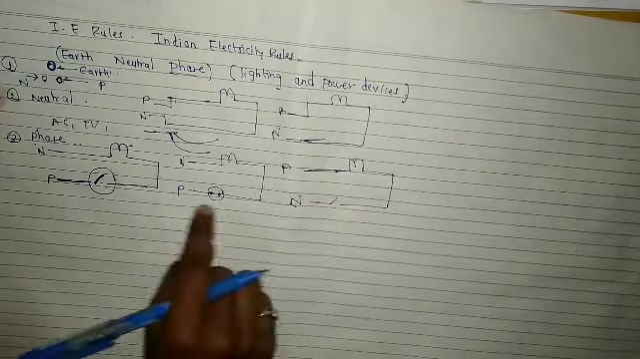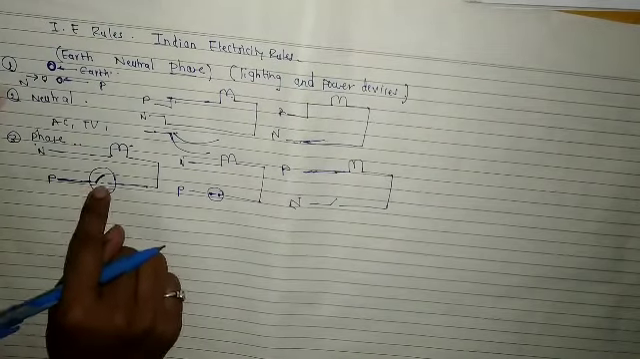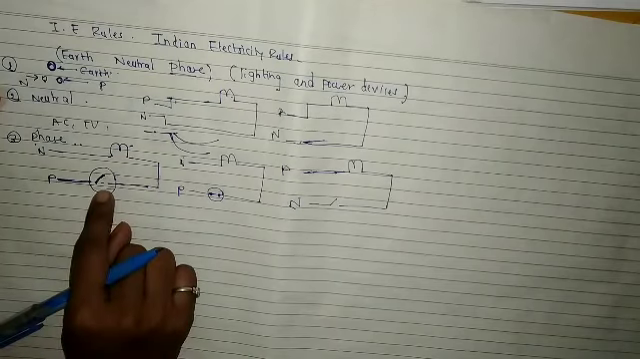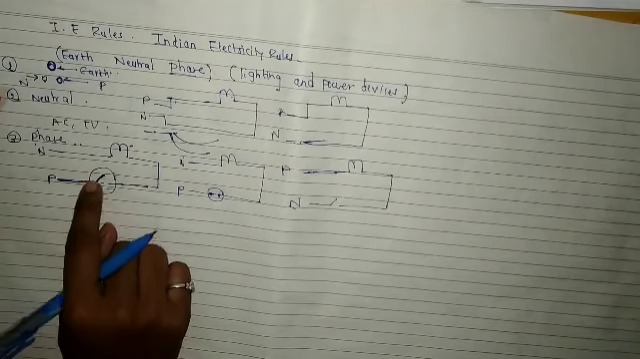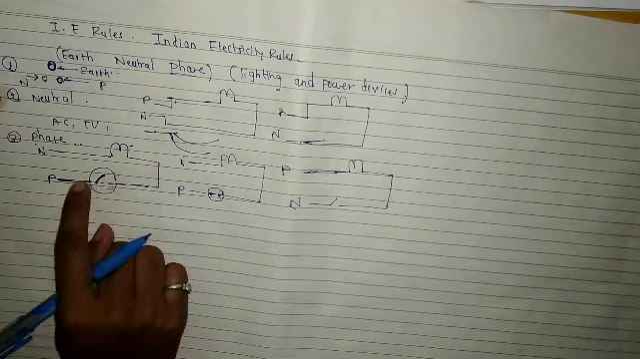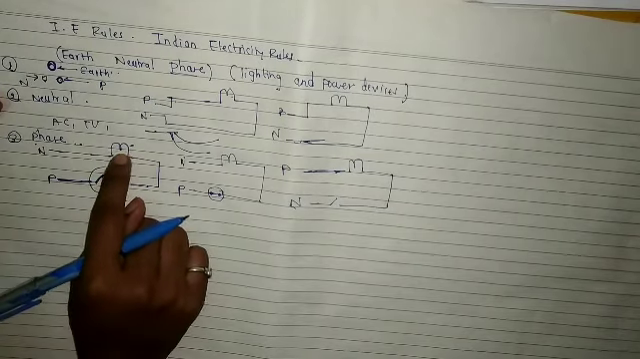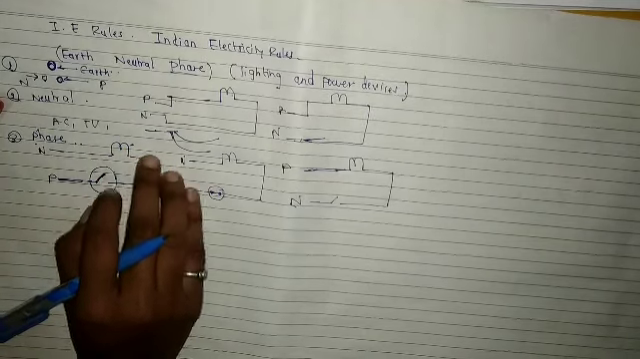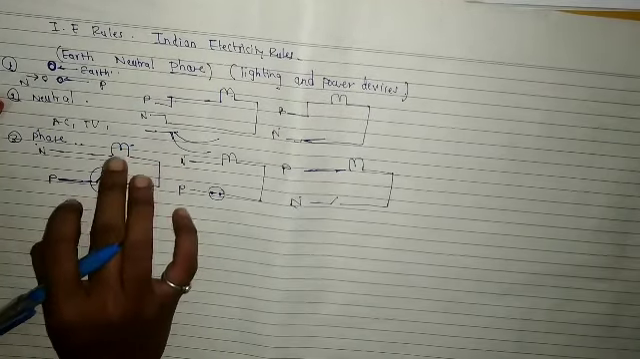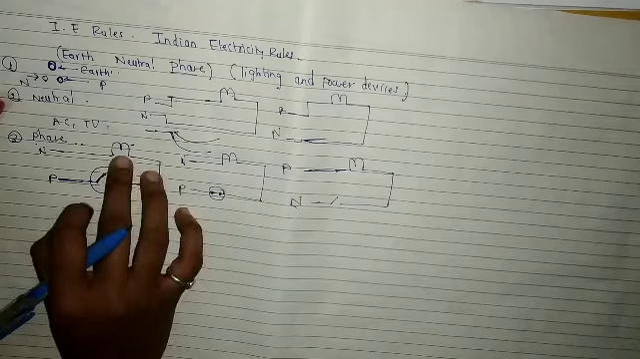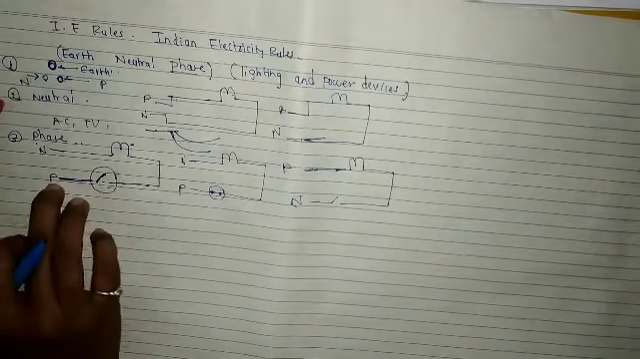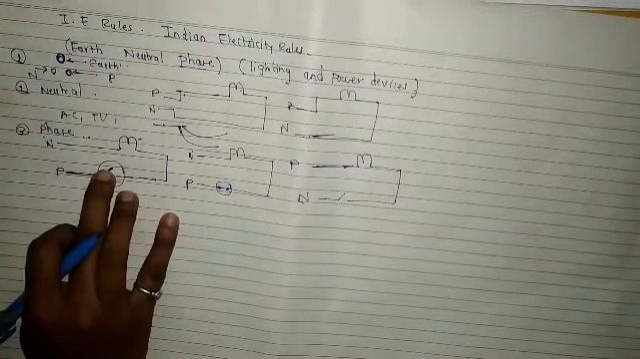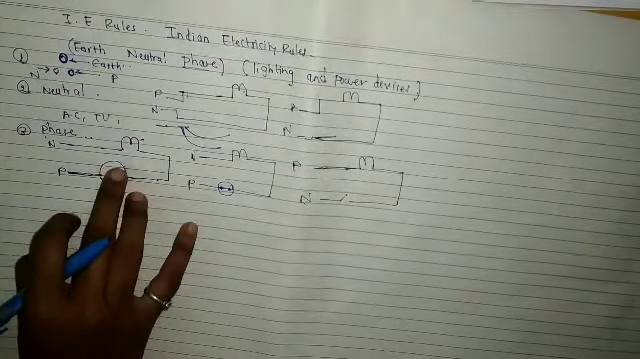But in this circuit, the phase wire is not attached to our appliance, it is attached to the switch. So whenever we turn on the switch, then and only then will this phase wire get connected to our appliance. So there is no risk of getting a shock in this diagram, right? So we have to always provide phase to the switch. Just remember, we need this further. Okay, this is about phase.